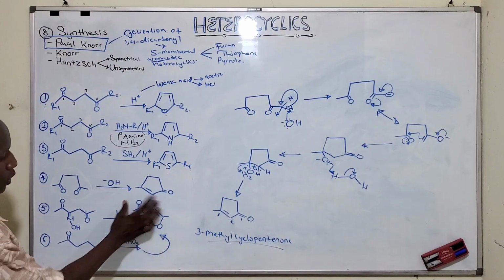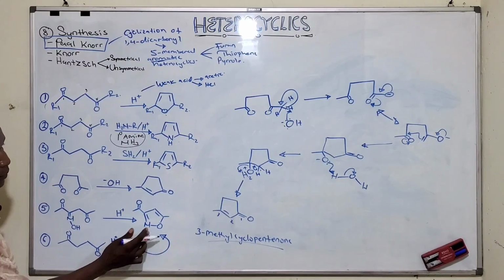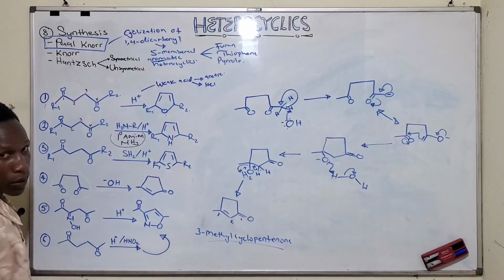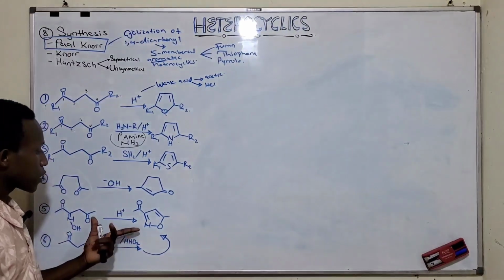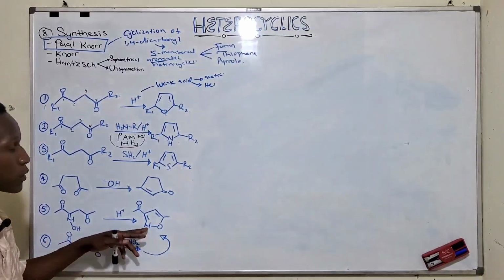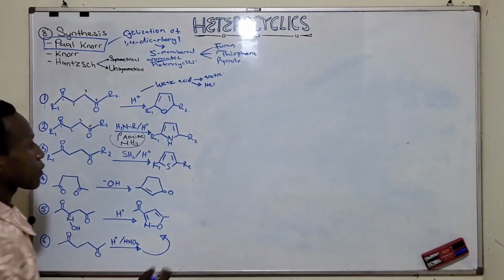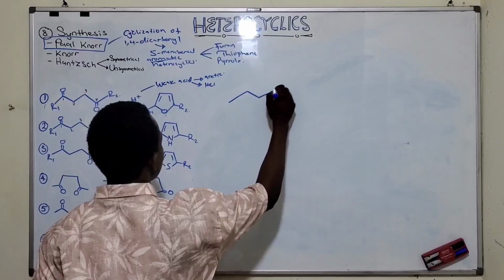How can we form this heterocyclic? This is isoxazole with an acetyl group and a methyl group. Let's write this mechanism also. We have this reaction of isoxazole formation. You have this.